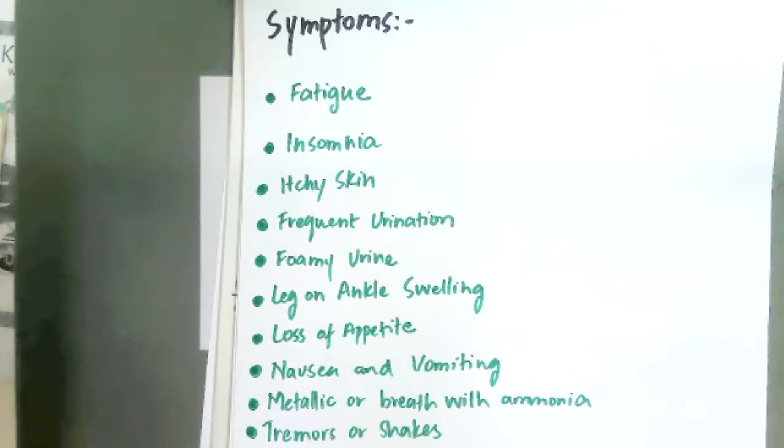Because the kidney has failed, substances which are needed by the body are not getting reabsorbed, and some substances which would not normally be taken in by the kidney are getting into the urine, such as proteins. The proteins can cause the urine to be foamy or bubbly. Leg and ankle swelling is also because of the toxins. Loss of appetite and nausea, again, because of the imbalance of substances. You can also experience metallic or ammonia breath because urea has that amino group. And we can also have tremors or shakes because the brain is not stable.